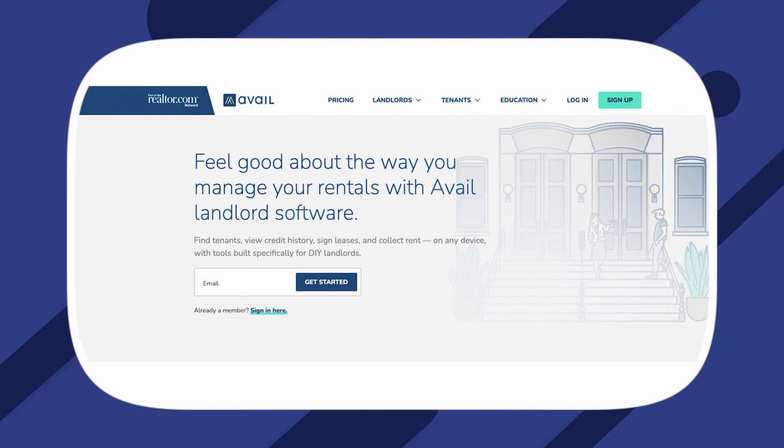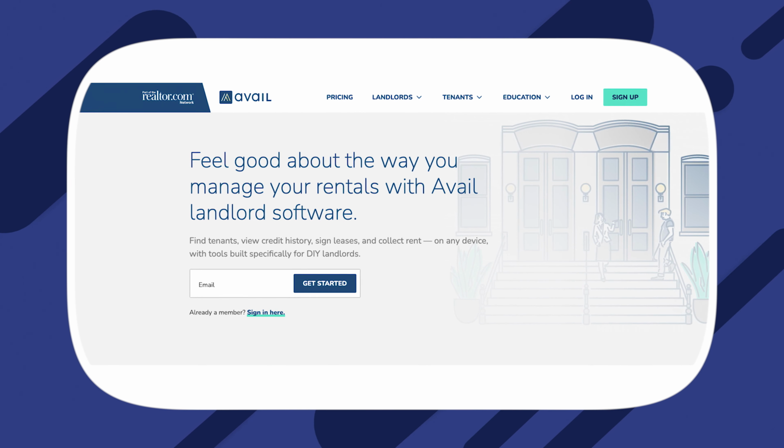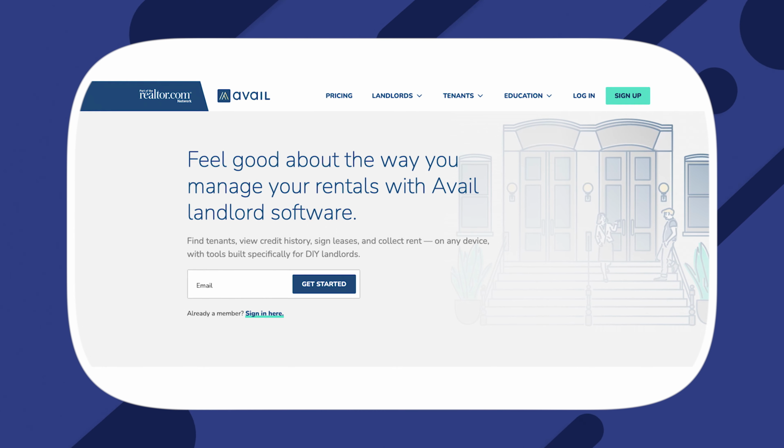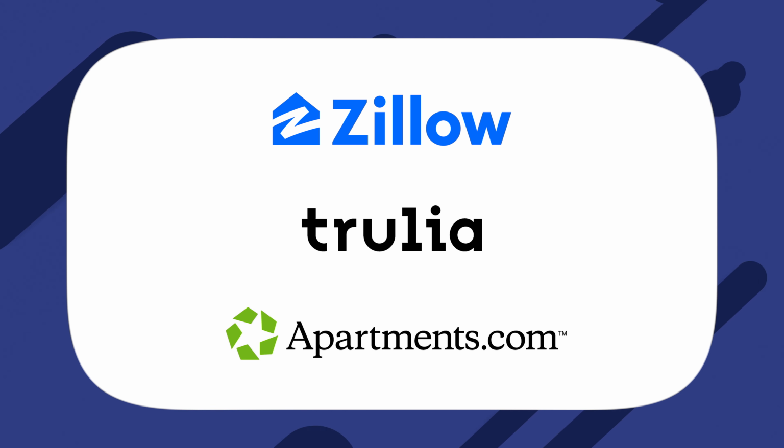Next on the list of the best rental listing sites is Avail. Avail, in contrast with many rental listing sites, is not actually the site where you would list your properties. Instead, Avail uses a process called syndication to list your properties on other sites. The list of sites where Avail puts up your properties includes Zillow, Trulia, Apartments.com, and many more.